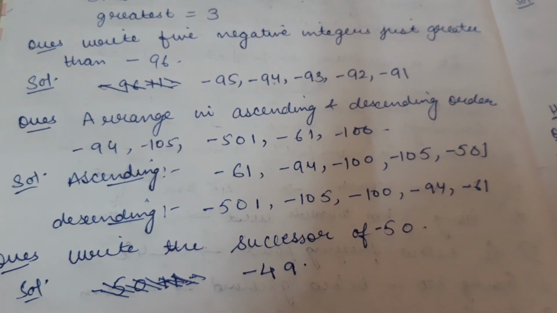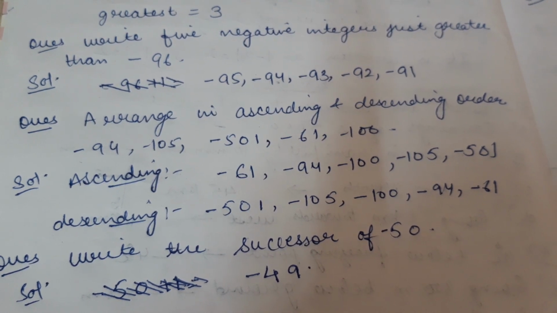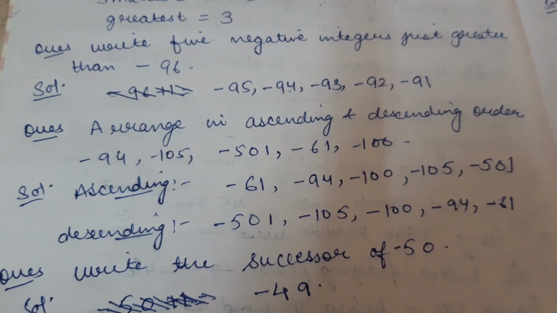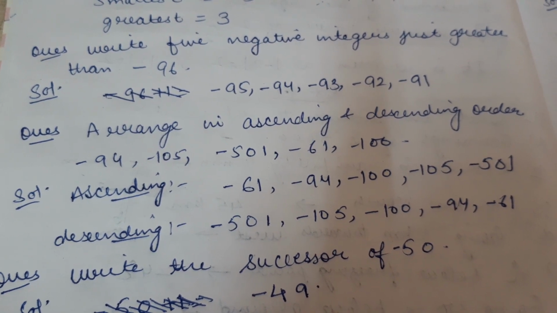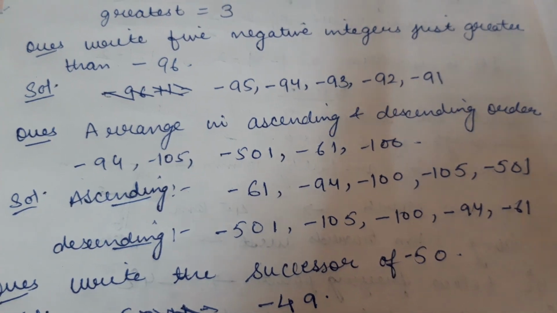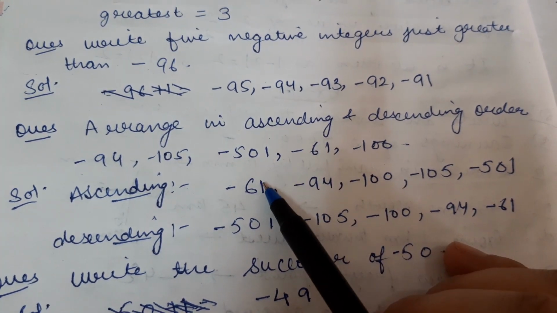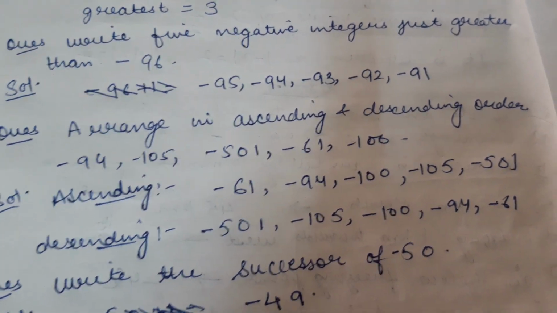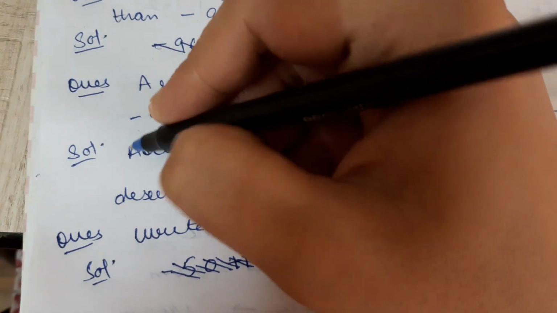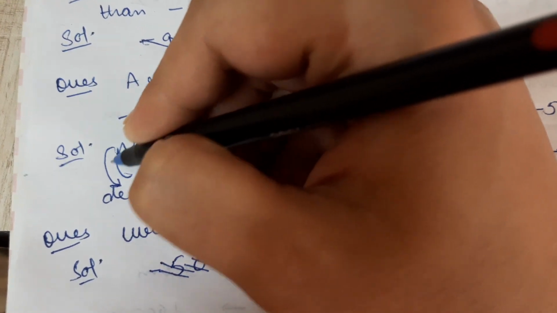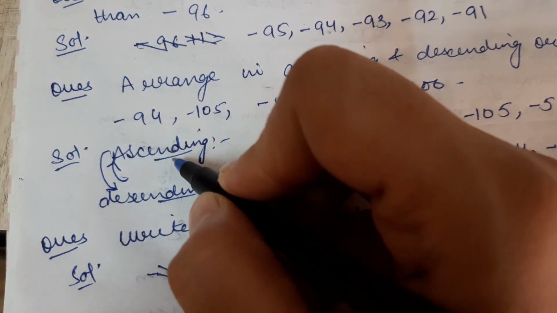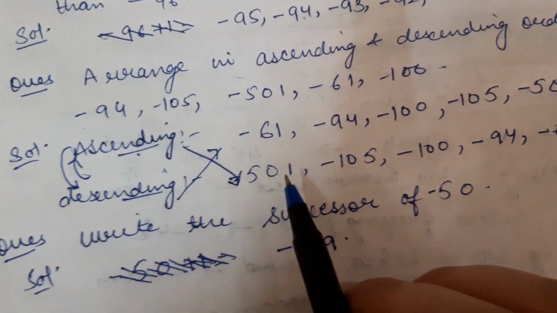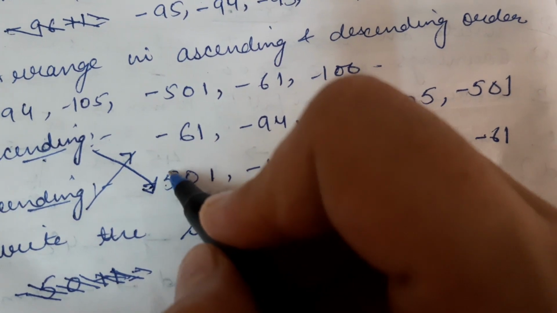Next is arrange in ascending and descending order. The numbers are minus 94, minus 105, minus 501, minus 61 and minus 100. Now ascending means when we start from the smallest. Now the smallest number is the one which is having the highest magnitude. So I have written like this. Ascending is this one. This is ascending and this is descending. So ascending is when we start from the smallest.